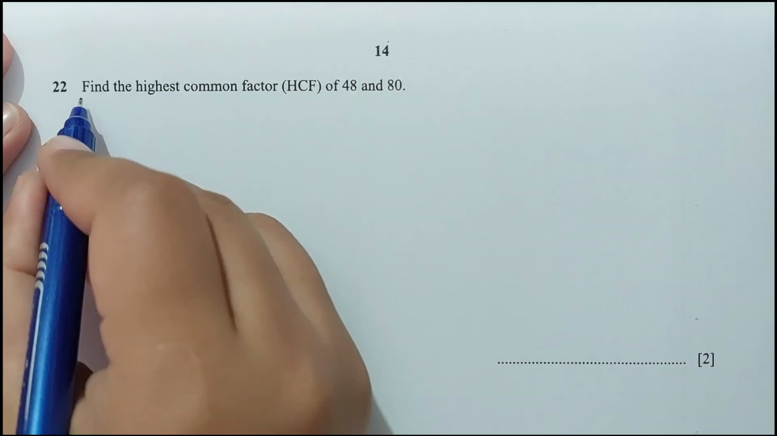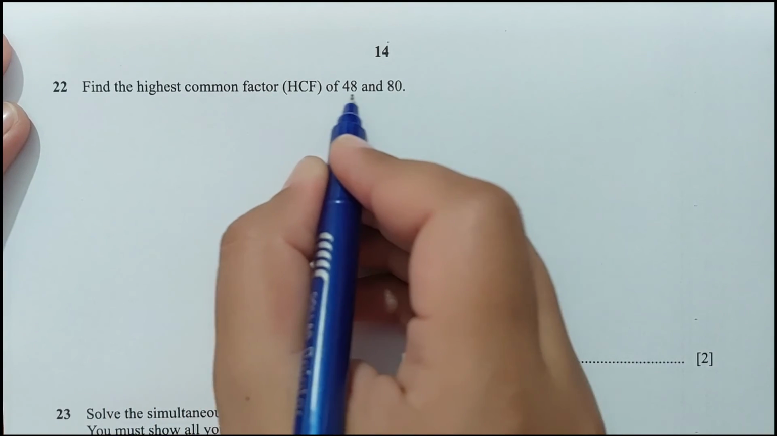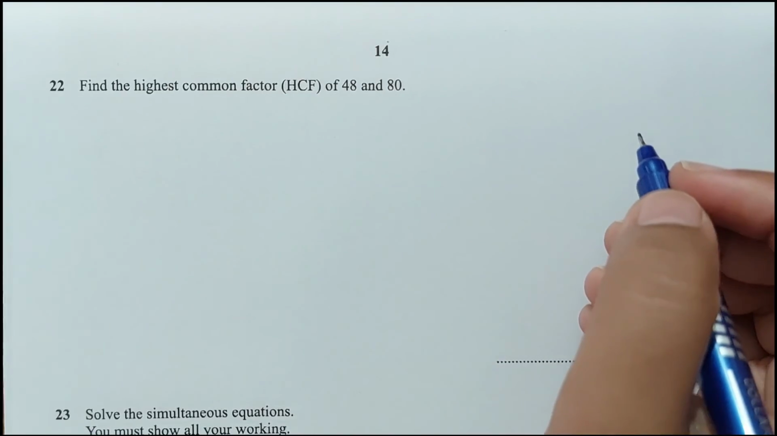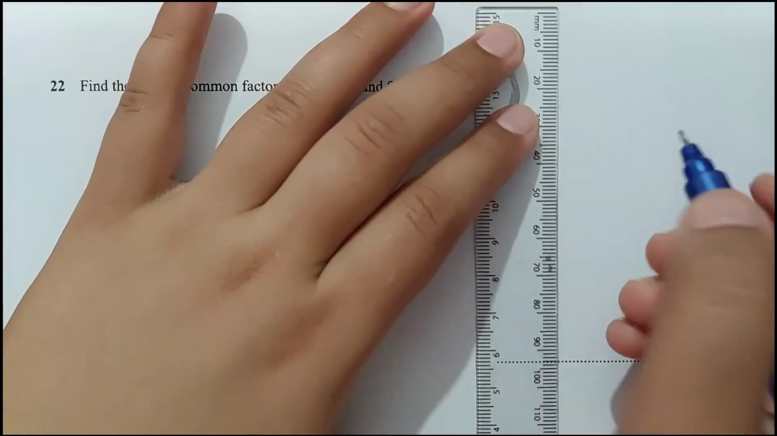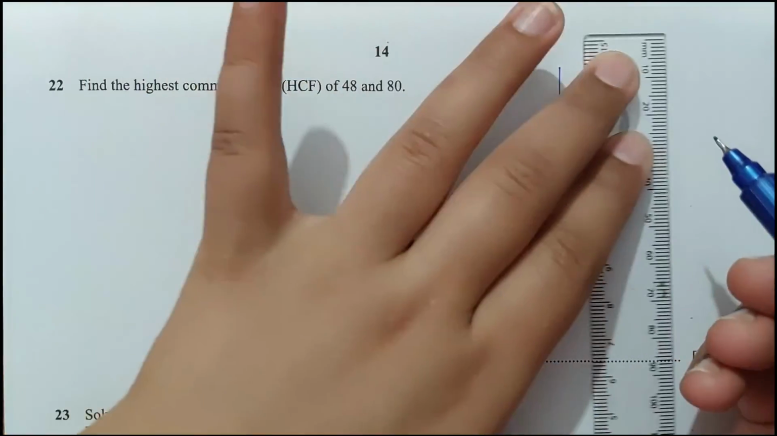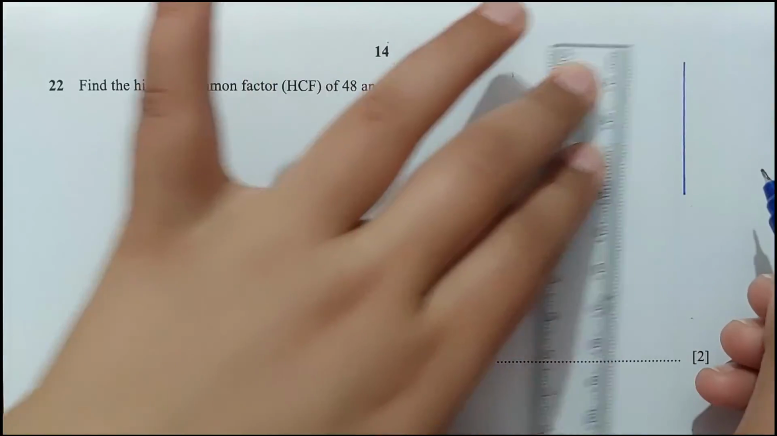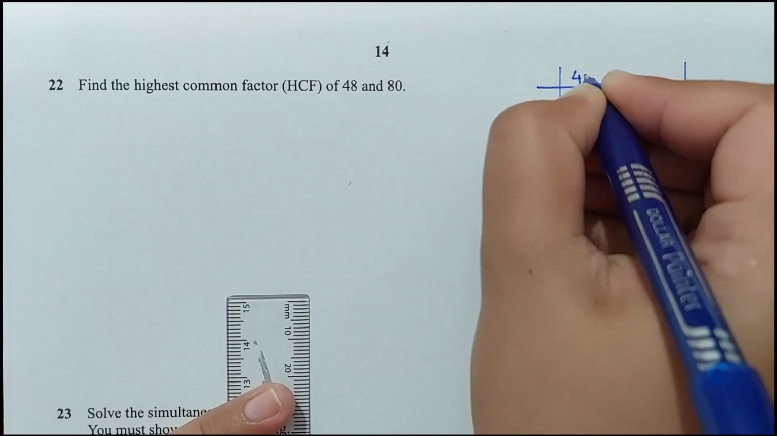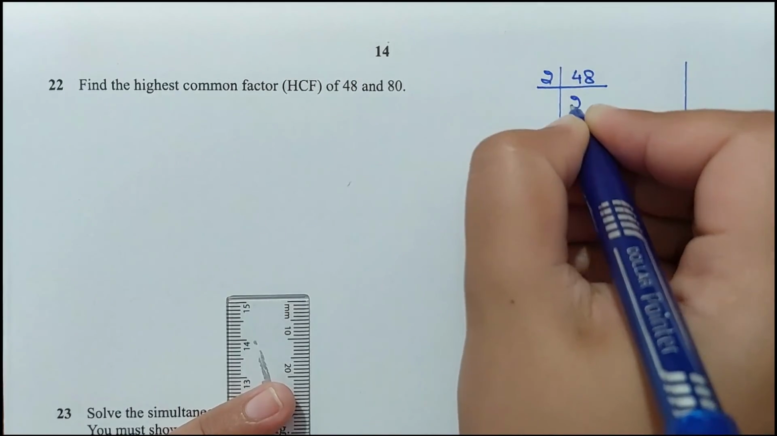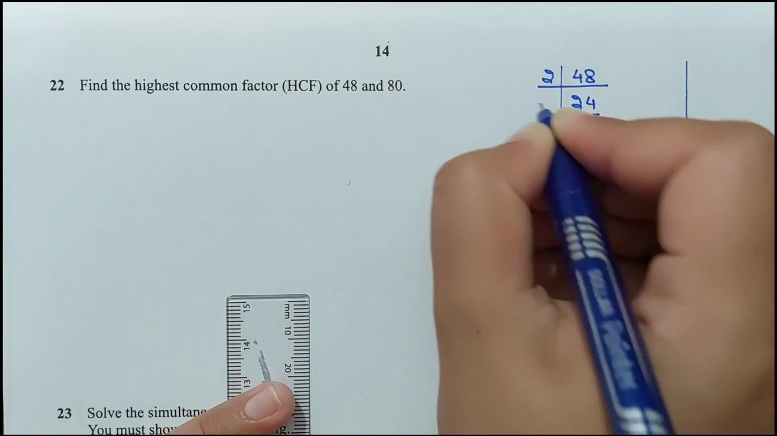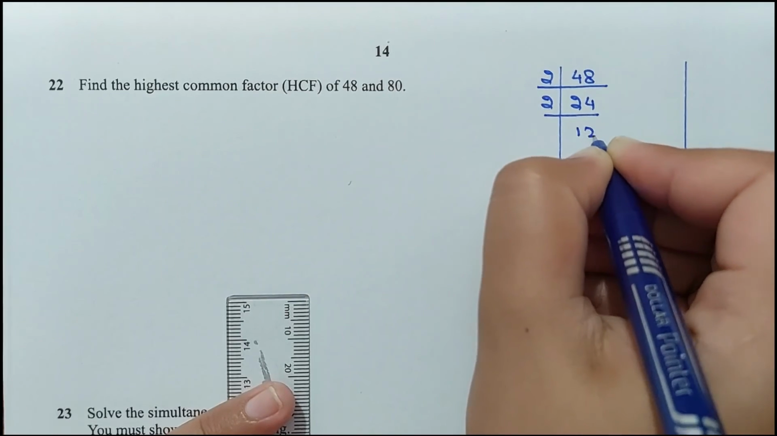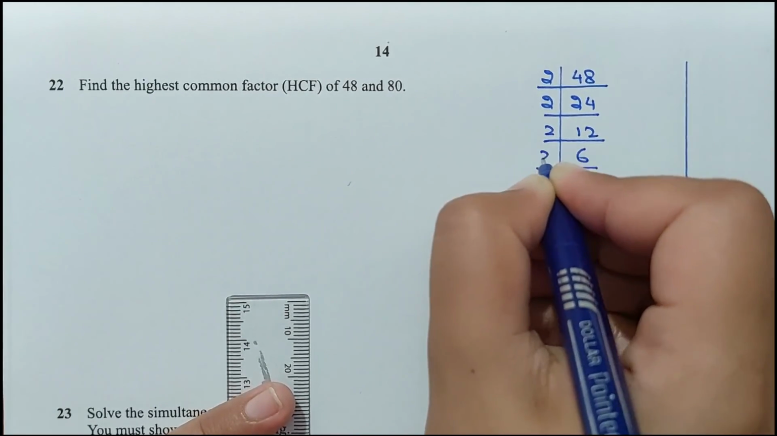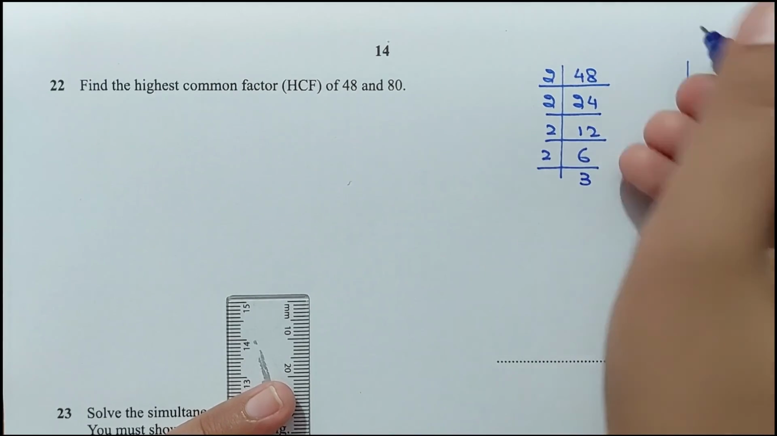Question number 22, find the highest common factor, HCF, of 48 and 80. Okay, so we have to find the prime factorization of 48 and 80 first. All right. So let's start with 48. 2 times 2 is 4, 2 times 4 is 8. 2 times 1 is 2, 2 times 2 is 4. 2 times 6 is 12. 2 times 3 is 6, and 3 times 1 is 3.